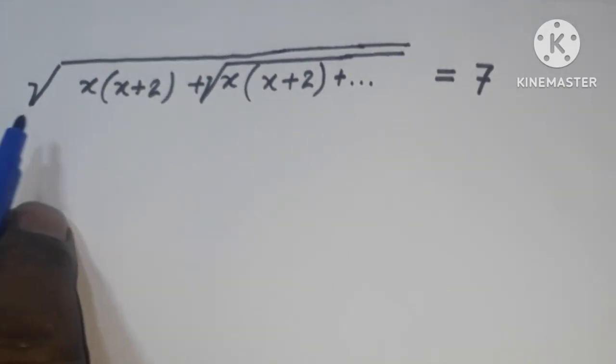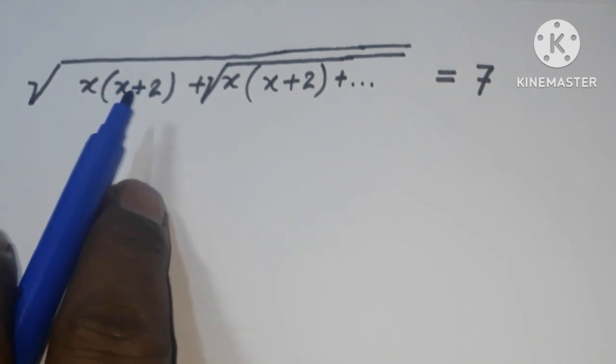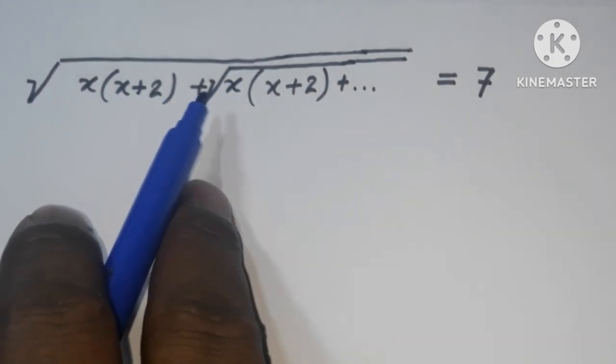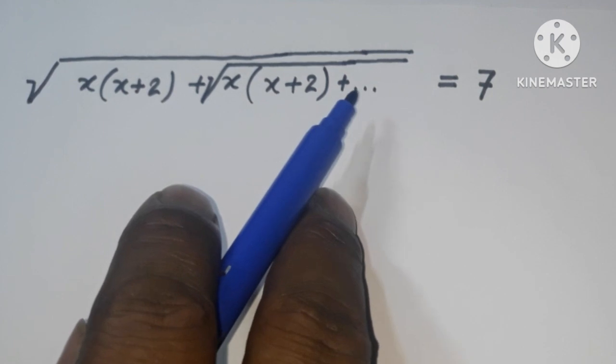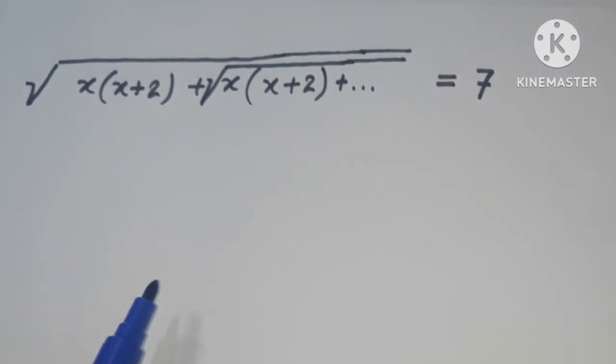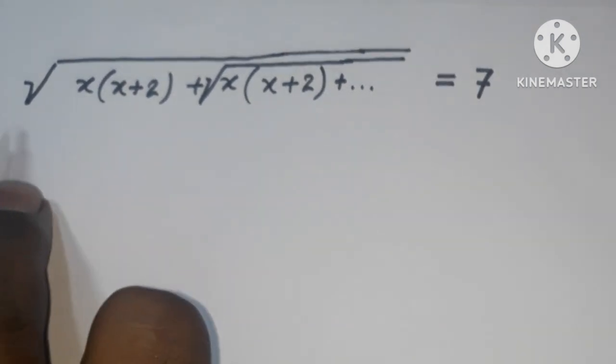Today we have this question on your screen. We have root under x into x plus 2 plus root under x into x plus 2 plus dot dot dot is equal to 7. How can we solve this question?